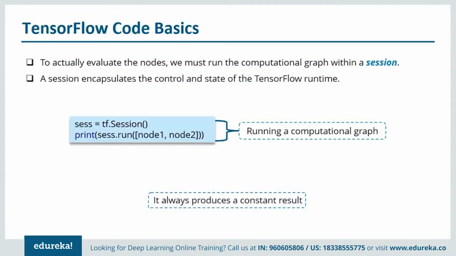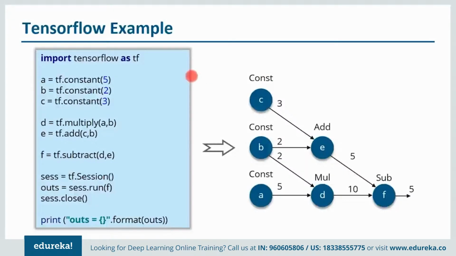Now let me explain it to you with one more example. This is one example in which we take 3 constant nodes A, B, and C, and we perform certain operations like multiplication, addition, and subtraction. Then we run the session, and finally we close it. And this is the diagram of how it looks. We have 3 constant nodes, C, B, A. A contains the value 5, B contains 2, and similarly C contains 3. First we add C and B, then we add B and A. Then we get 2 other nodes, E and D. From E and D, we subtract both of them, and then we get the final output. Now let me go ahead and execute this practically in my PyCharm.